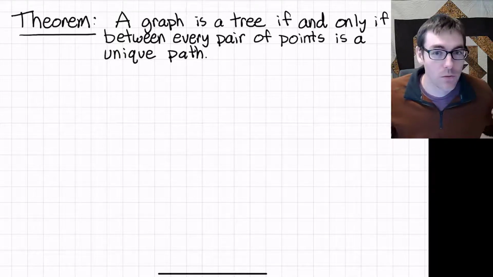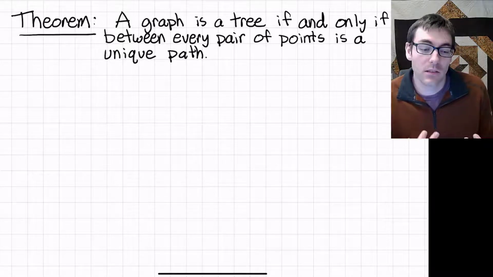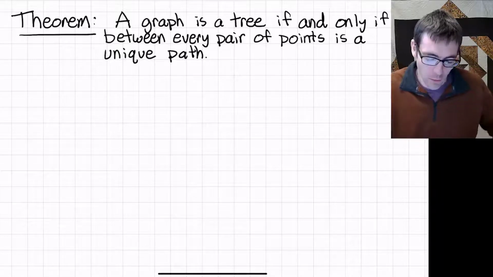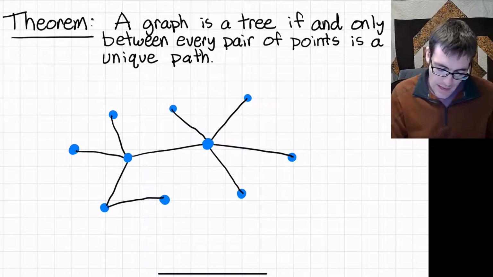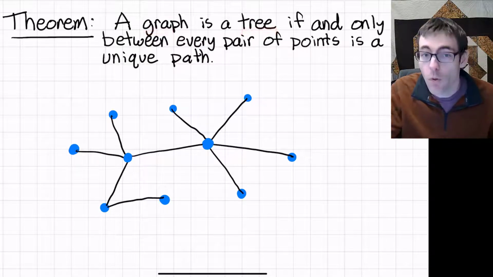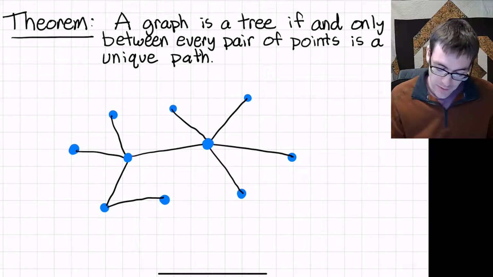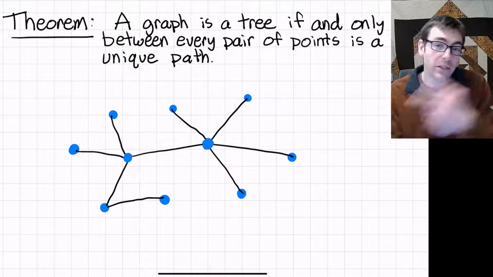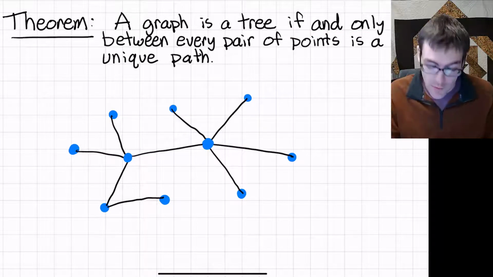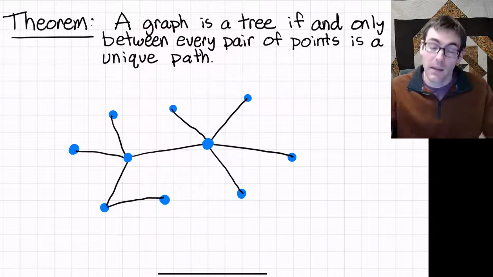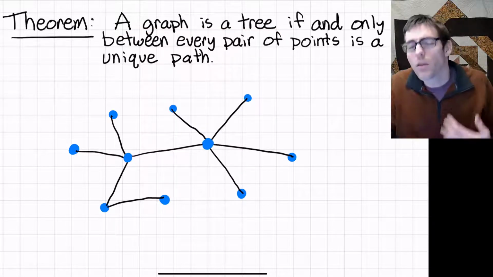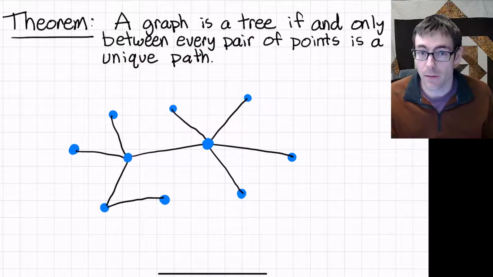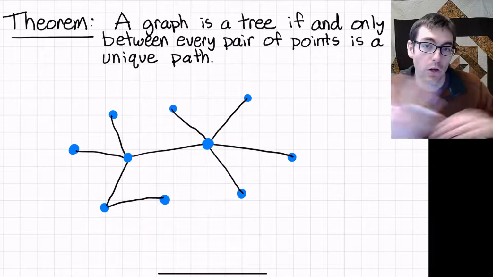So I'll be asking you to write several proofs about ideas that you're working out for yourselves in your groups. But here's one to get the ball rolling. So here's the theorem. A graph is a tree if and only if between every pair of points is a unique path. And so because we have this if and only if statement, we'll need to show this in both directions. We'll need to show that if a graph is a tree, then between each 2 points is a unique path. And we'll also need to say that if we have some graph that has this property, between every pair of points is a unique path, then the graph must be a tree. So we need to show both directions.